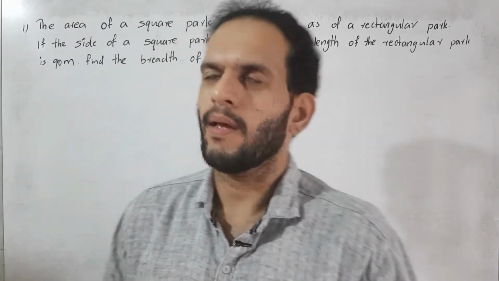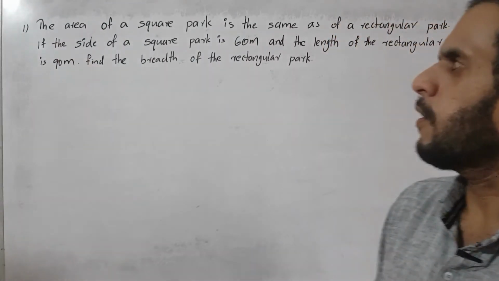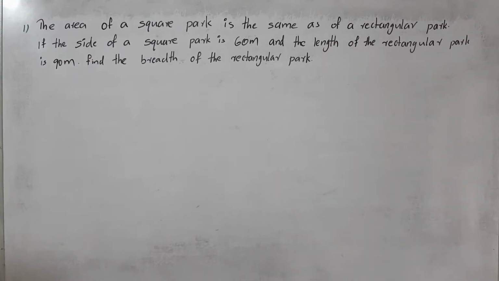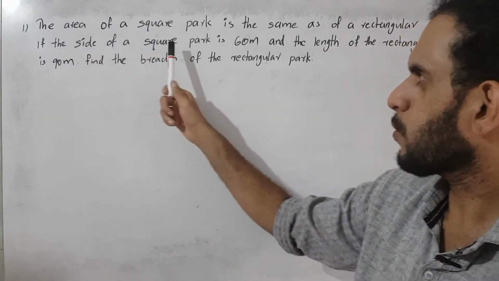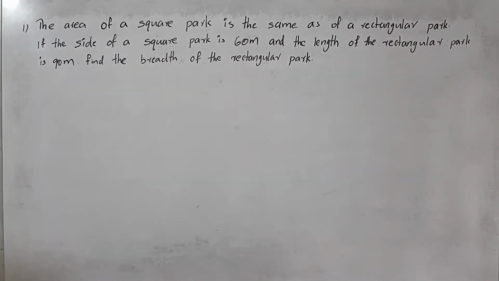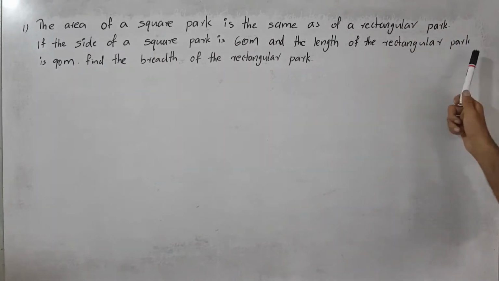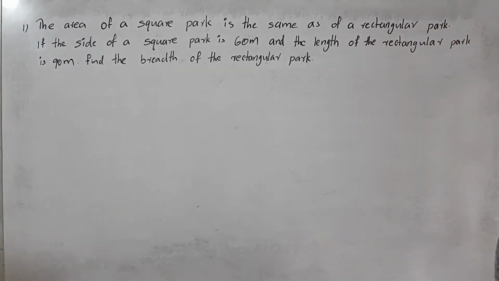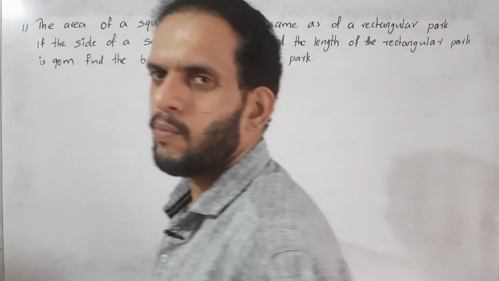Our next example is like this. The area of a square park is the same as that of a rectangular park. If the side of the square park is 60 meter and the length of the rectangular park is 90 meter, find the breadth of the rectangular park. Okay, then what is given in the question?